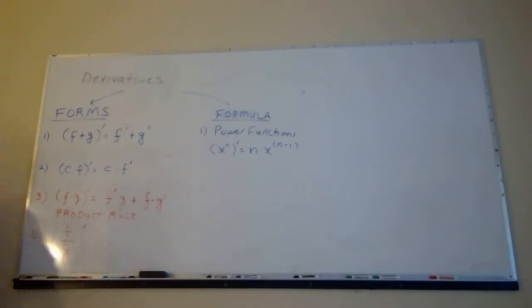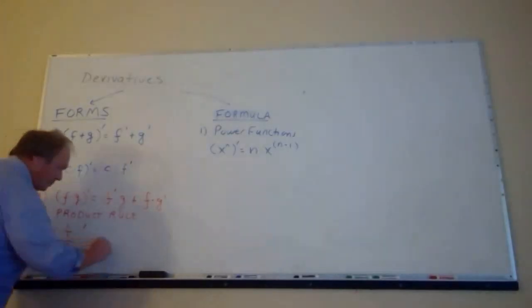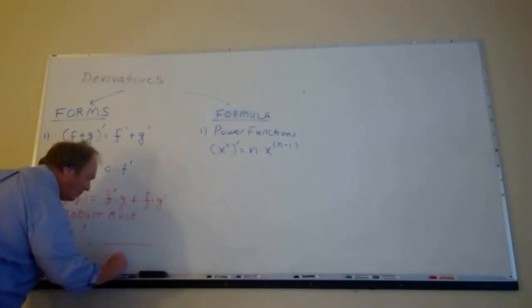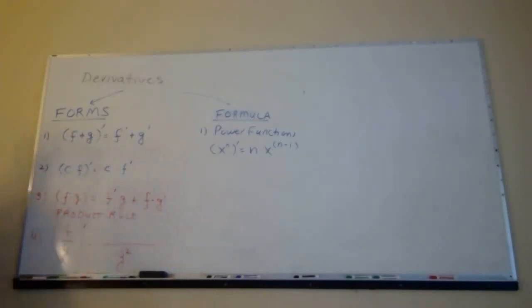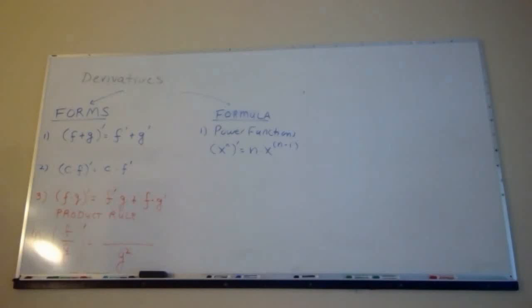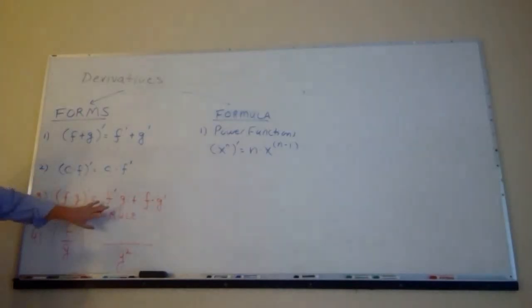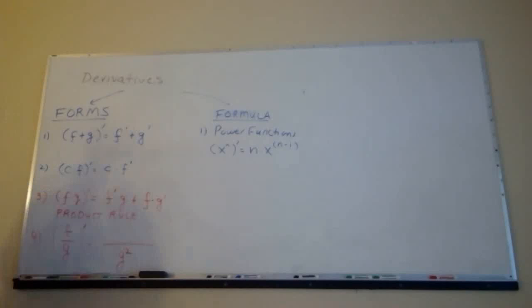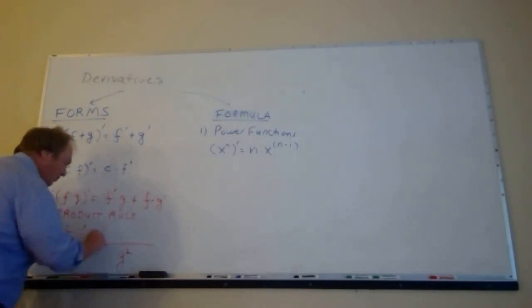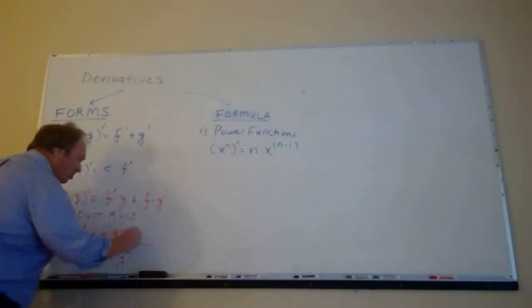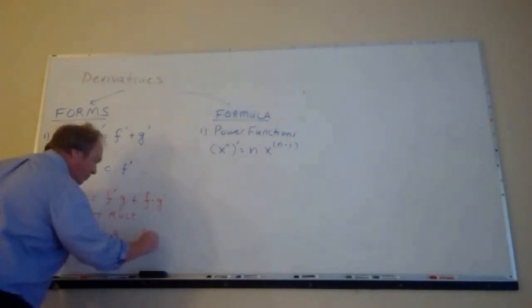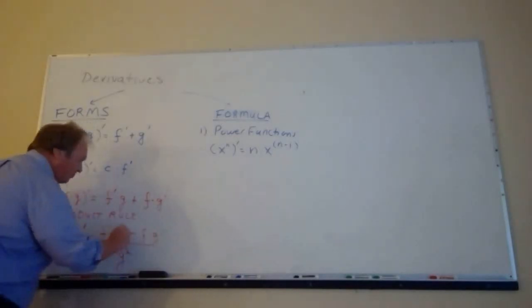And so this is going to be another quotient. On the bottom, I'm going to put g squared. And in the numerator, I'm going to put something that looks like the product rule with one difference. I'm going to subtract these 2 terms. So I'm going to have an f prime and a g, and an f and a g prime, but I'm going to subtract them.